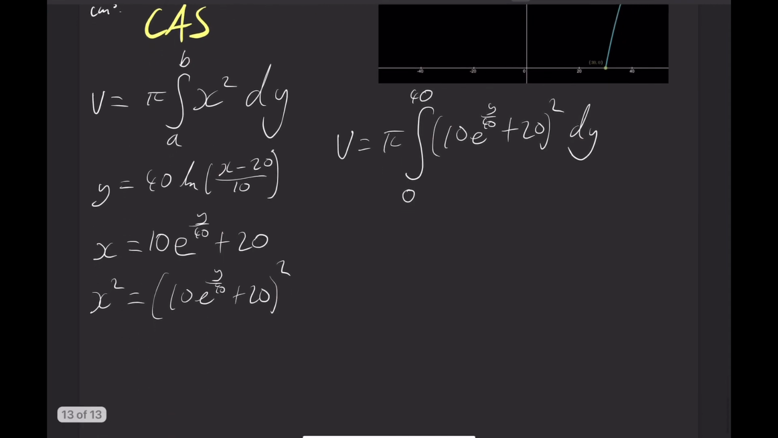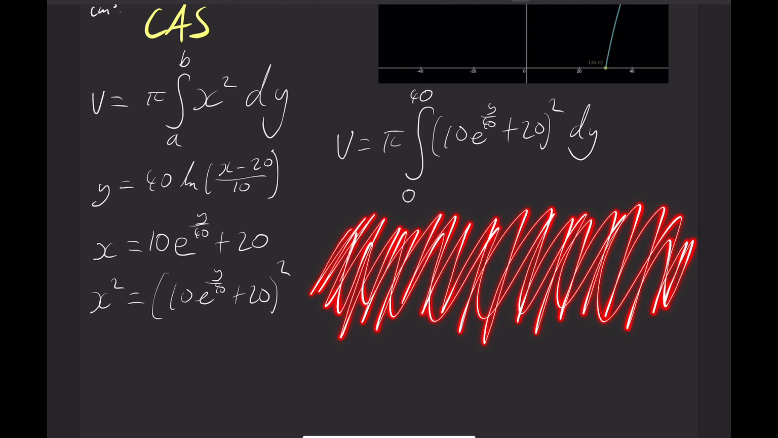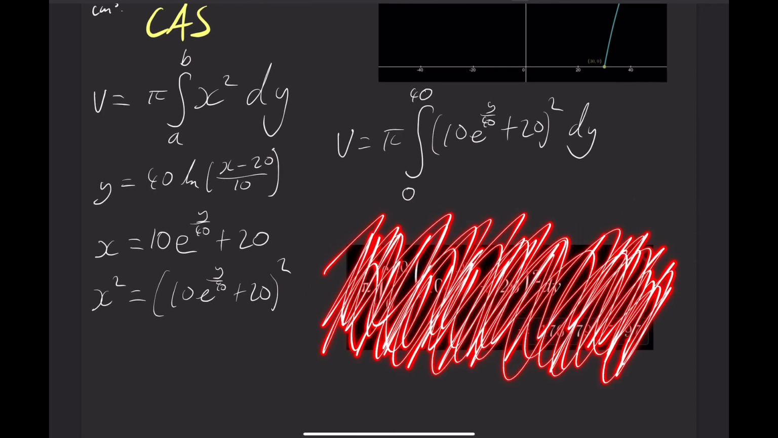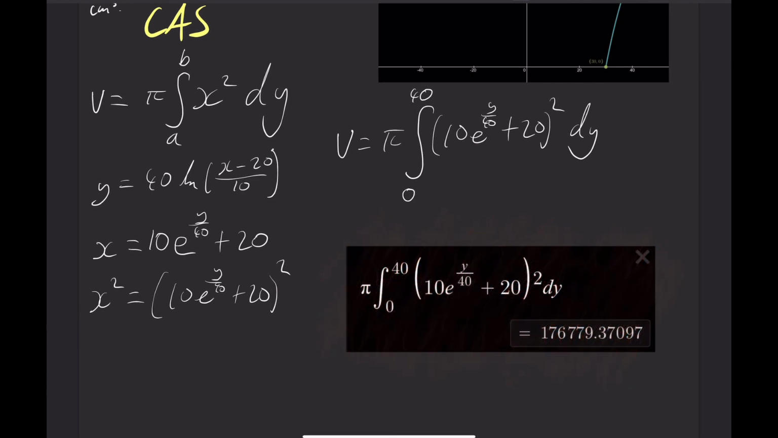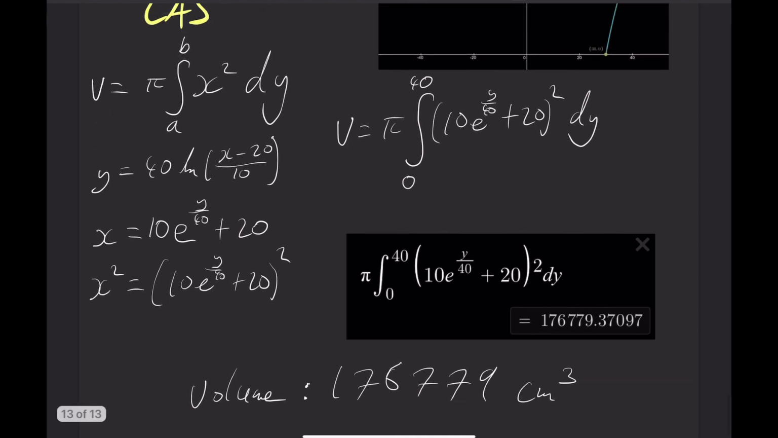So now we can put this into our CAS. Once it's in our CAS, we get this value. So we can round that to the nearest cubic centimeter. So we can now say that the volume is 176,779 centimeters cubed. If you wanted to, you could put that into liters, but the question asks for centimeters cubed, so let's leave it as centimeters cubed.